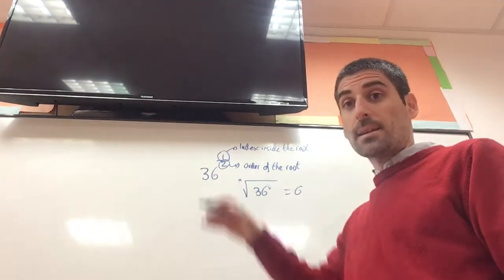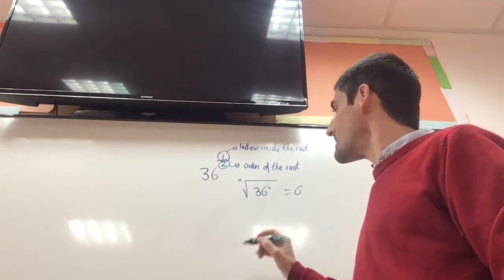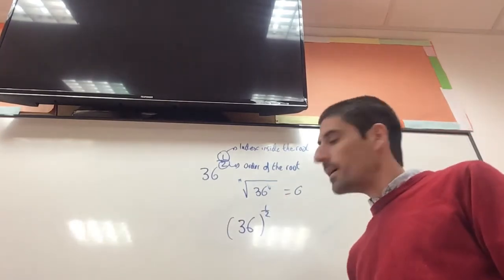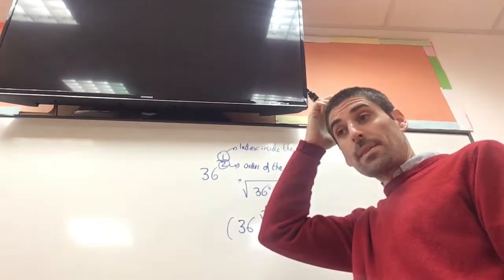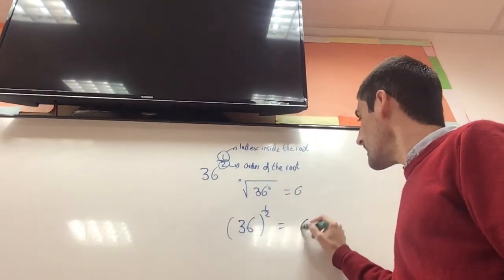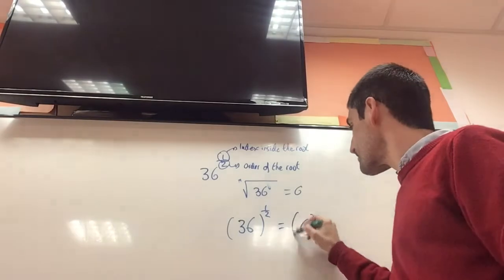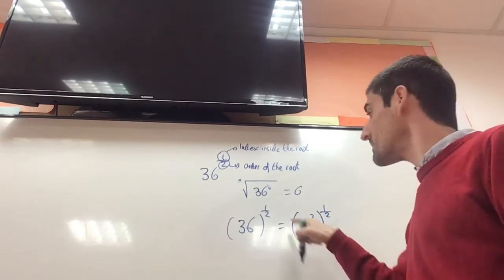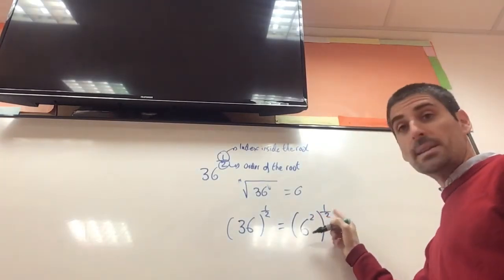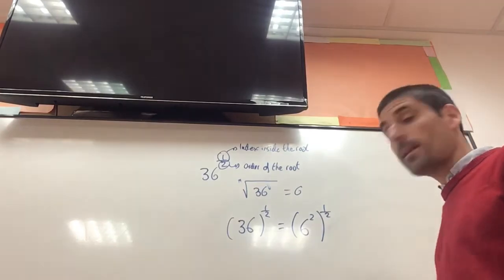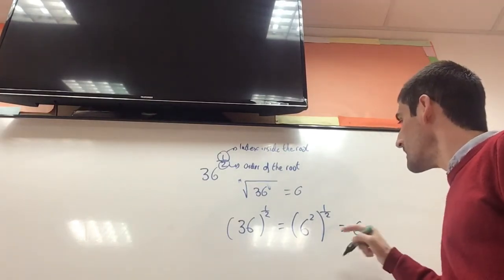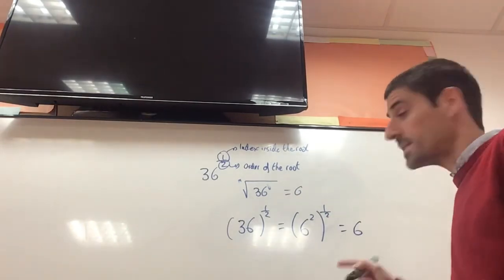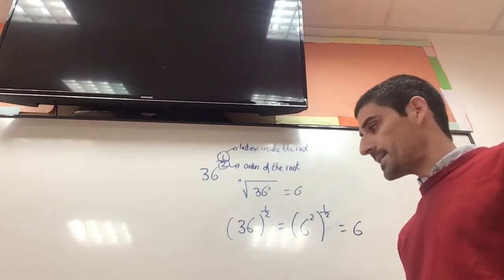Another way to do this, and you choose which one you prefer, is that 36 to the power 1/2, a different way to write 36 is 6 squared, to the power 1/2. Now, rules of indices, what do I do with these two indices? I multiply them together. So 2 times 1/2 is 2 over 2, which is 1. It's 6 to the power 1, which is 6. So I get exactly the same answer.